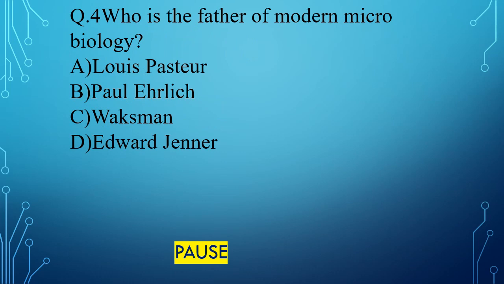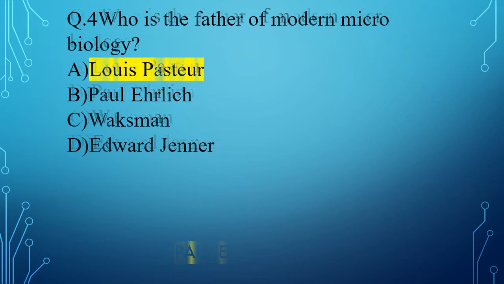Who is the father of modern microbiology? Option A Louis Pasteur, option B Paul Ehrlich, option C Waksman and option D Edward Jenner. And the right answer is Louis Pasteur, who is known as the father of modern microbiology.